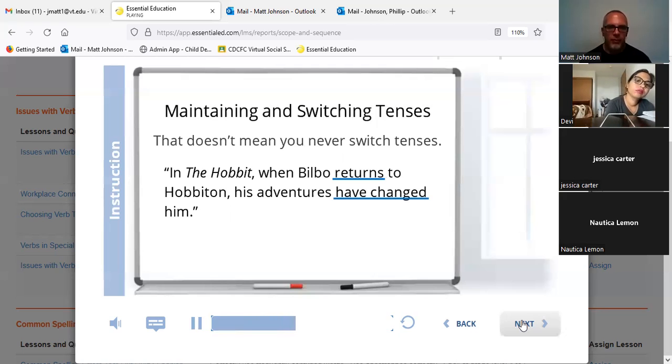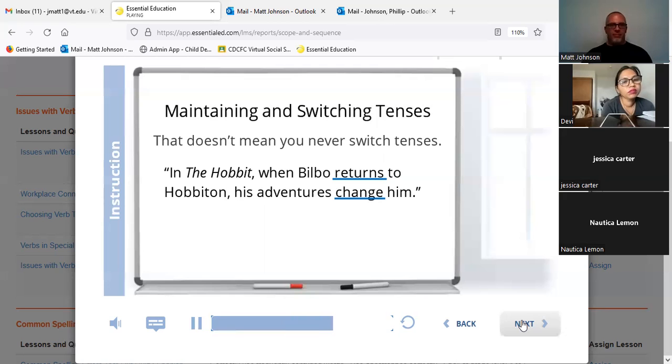Because at the point in time when Bilbo returns to Hobbiton at the end of the book, his adventures are done. He's already changed. What if you use the present tense? In The Hobbit, when Bilbo returns to Hobbiton, his adventures change him. That's not right. It changes the meaning to seem like Bilbo only changes after he gets back to Hobbiton, not during his adventures. Don't let Dwayne hear you say that. It's not the right tense because it's not the right meaning.